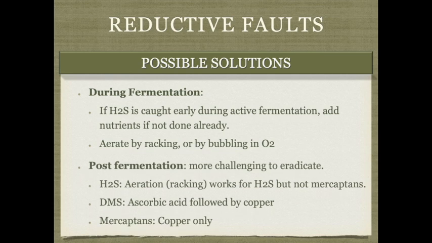After fermentation, it's a little bit more challenging. If it's hydrogen sulfide, you can aerate through racking, and that'll help with hydrogen sulfide, but not with mercaptans. With dimethyl sulfide, you have to scavenge the oxygen because these can be transferred into compounds that have less of an aroma that you might not notice until after it's in the bottle for a while. So typically you will treat with ascorbic acid followed by some type of copper treatment, and then mercaptans will respond only to copper.